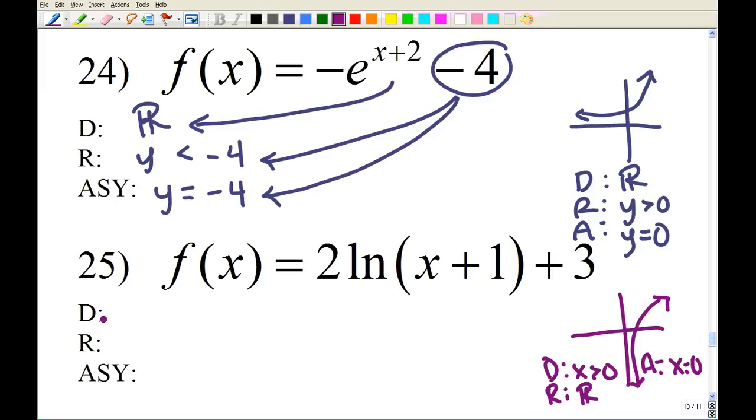So on the domain, I have moved to the left one. So the domain will have moved to the left one as well. So what used to be at 0 is now going to be greater than -1. The range was all real numbers, and stretching it and moving it up 3 will not change the fact that it's still all real numbers. And the asymptote, since we moved to the left one, the asymptote that was at x equals 0 is now at x equals -1.